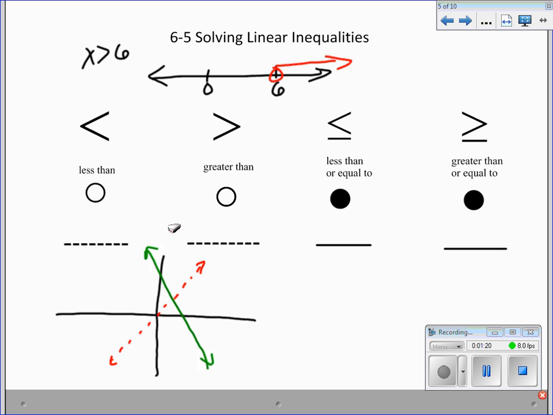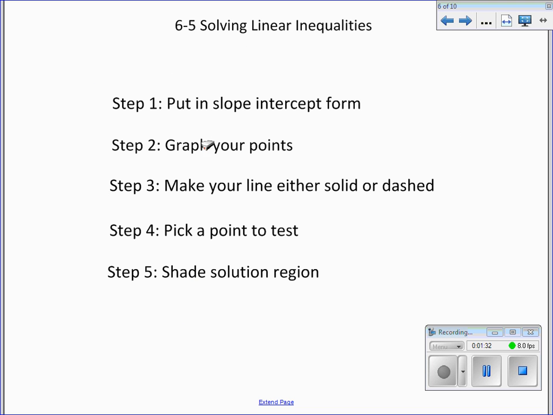These are the steps. Keep in mind the dotted lines and the solid lines. Solid lines go with anything that has the equal to in it, and the dotted line is just when it's simply less than or greater than. Our steps are: first, put it in slope-intercept form if it's not already, because that's the easiest form to graph from. Then we're going to graph two points.